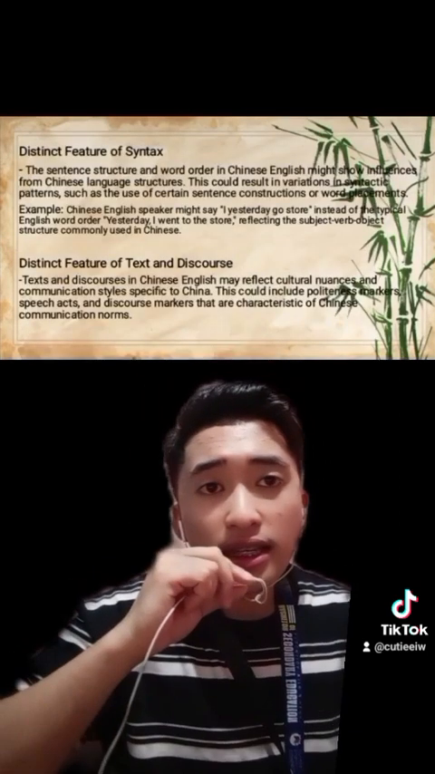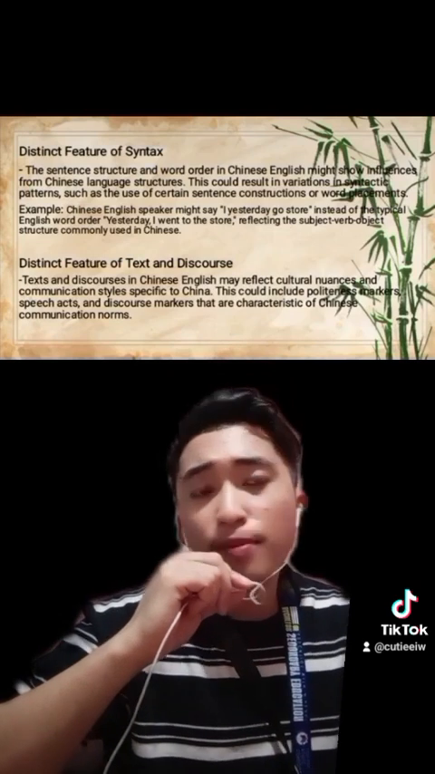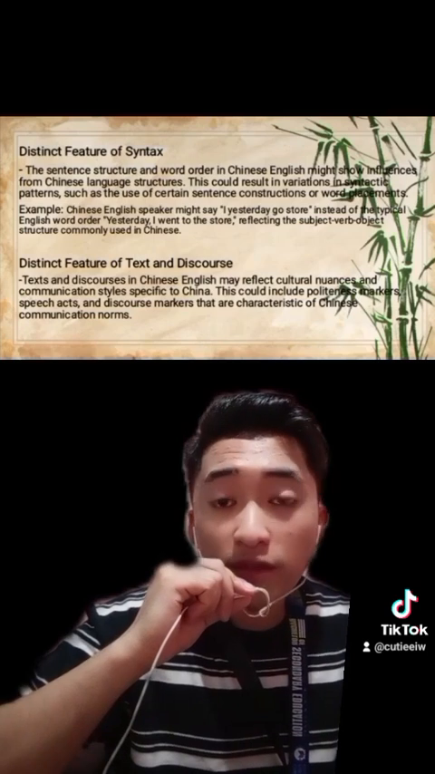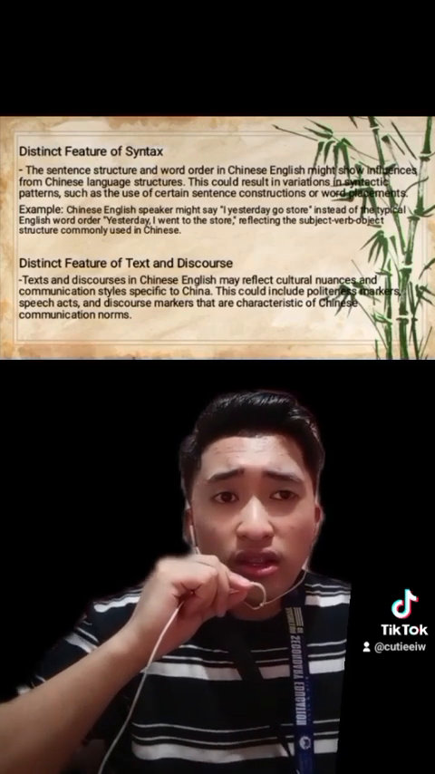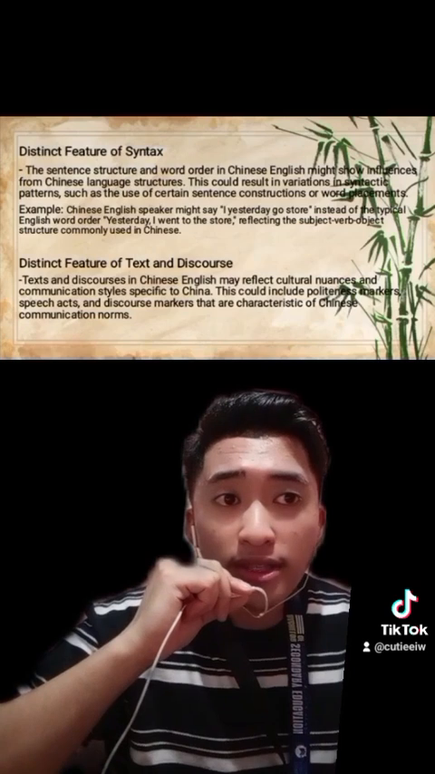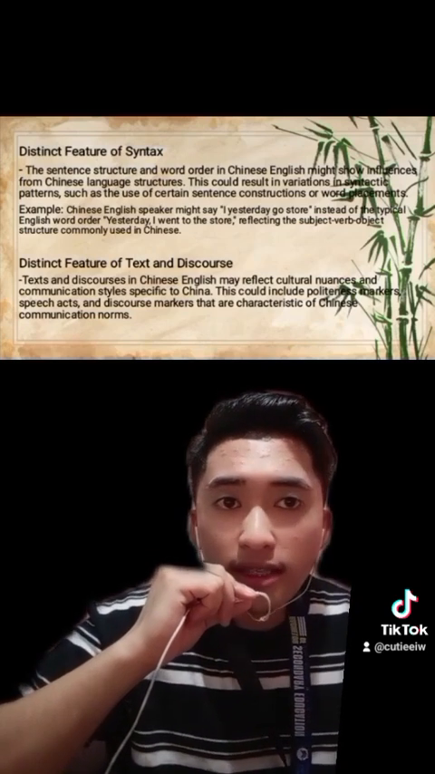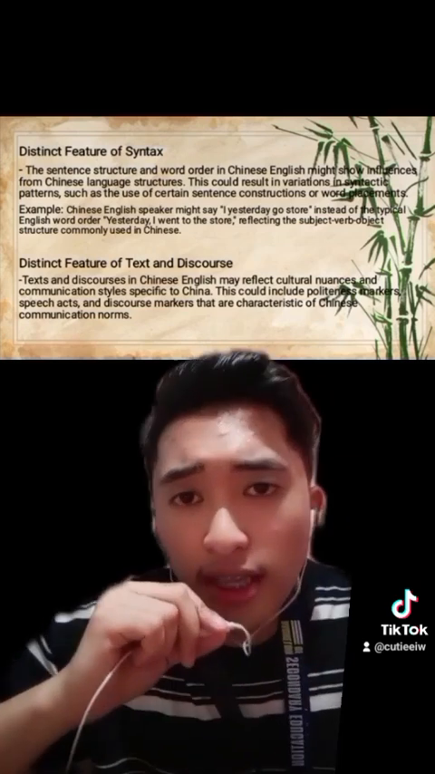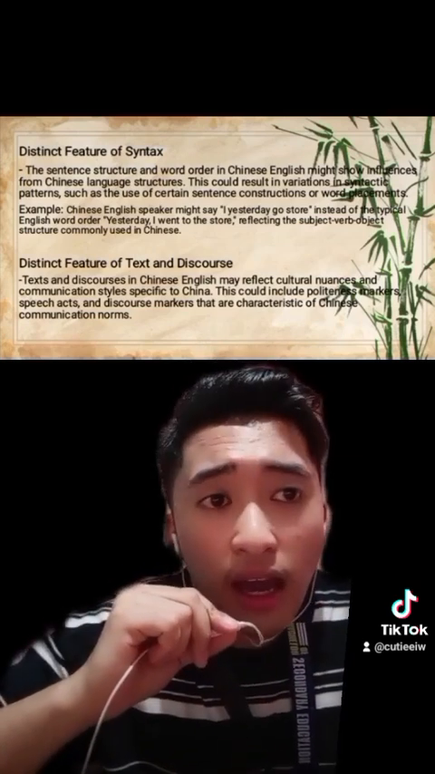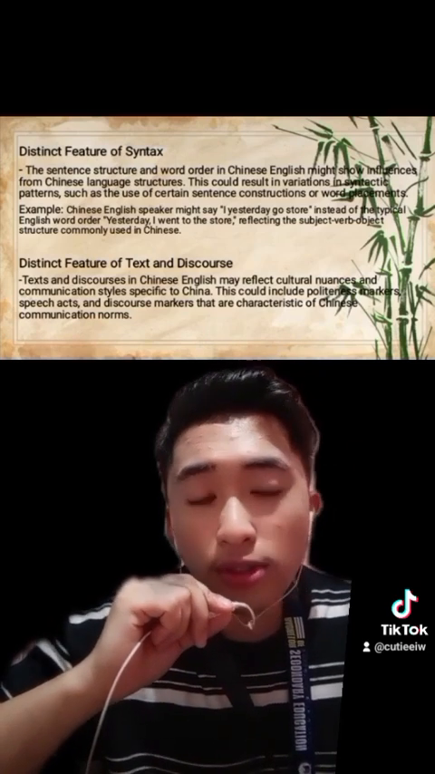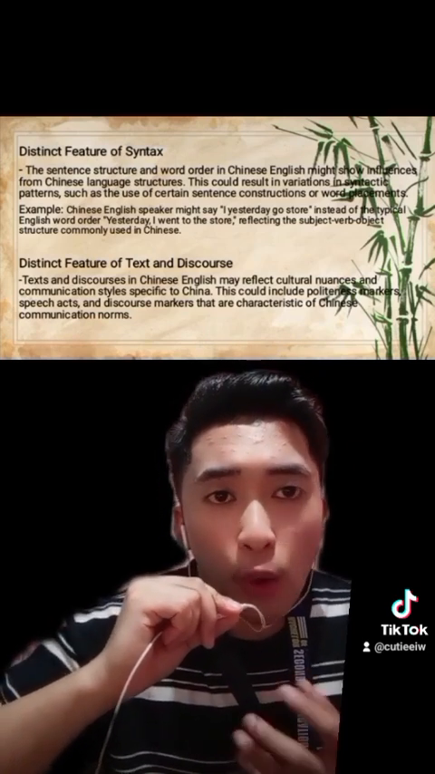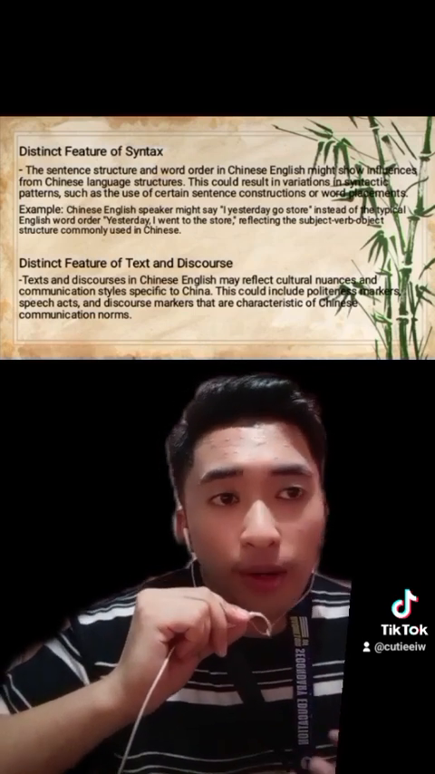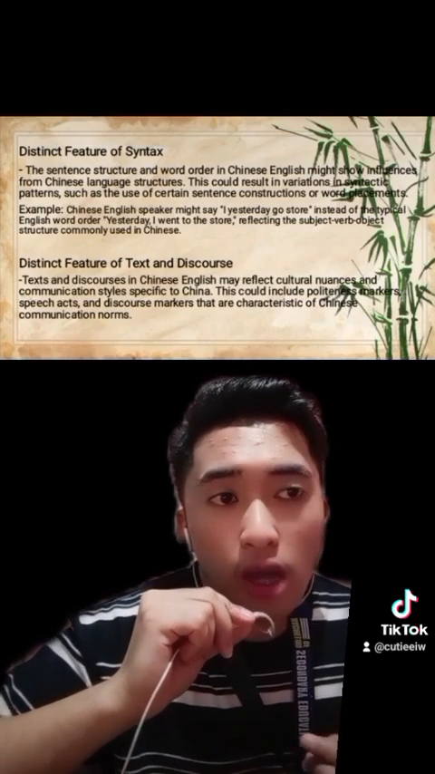And the third one is the distinct feature of syntax. So it means that the sentence structure and word order in Chinese English might show influences from Chinese language structures. This could result in variation in syntactic patterns, such as the use of certain sentence constructions or word placement. The example of this is that Chinese English speakers might say "I yesterday go to store," instead of the typical English word order "Yesterday I went to the store," reflecting the subject-verb-object structure commonly used in Chinese.